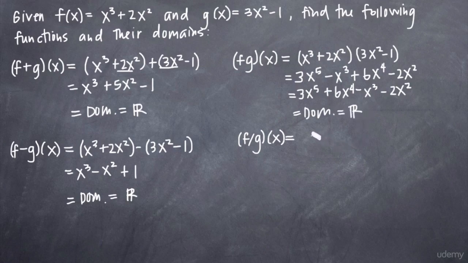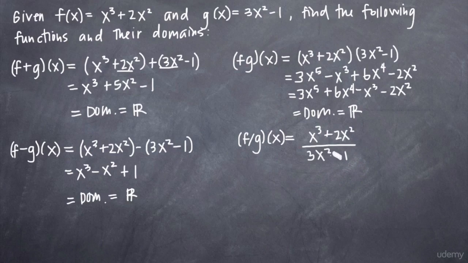Finally, our last function here, the quotient of f and g, we'll take f of x and we'll divide it by g of x. So we'll see that our numerator here will be f of x, which is x cubed plus 2x squared. And we'll divide that by g of x, which we know to be 3x squared minus 1. There's really not a whole lot we can do here to simplify. We could factor out an x squared from our numerator, but that wouldn't allow us to cancel anything. So this will be our quotient function. We just need to figure out what the domain is.